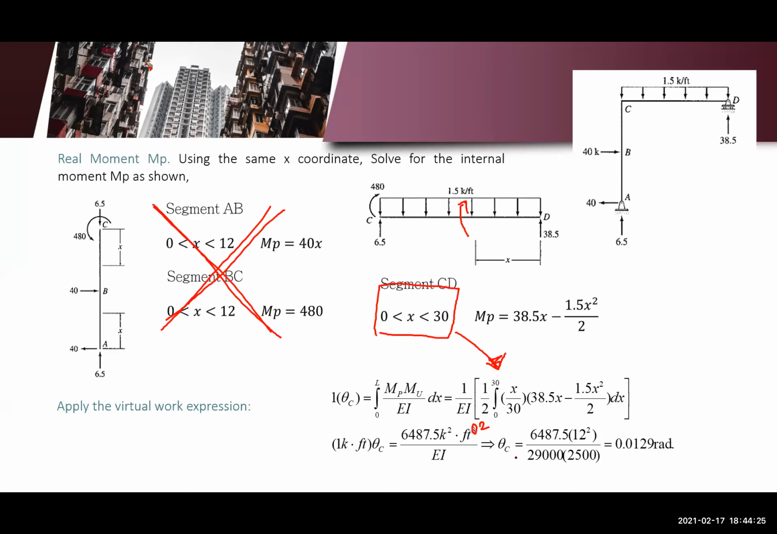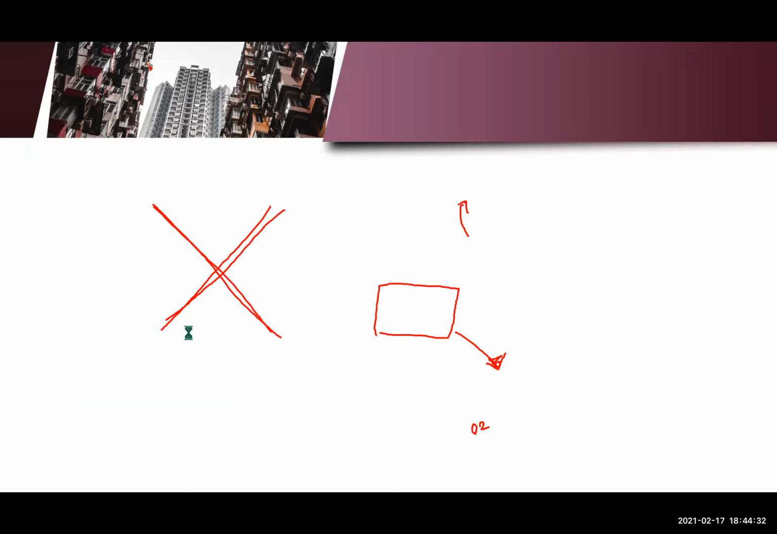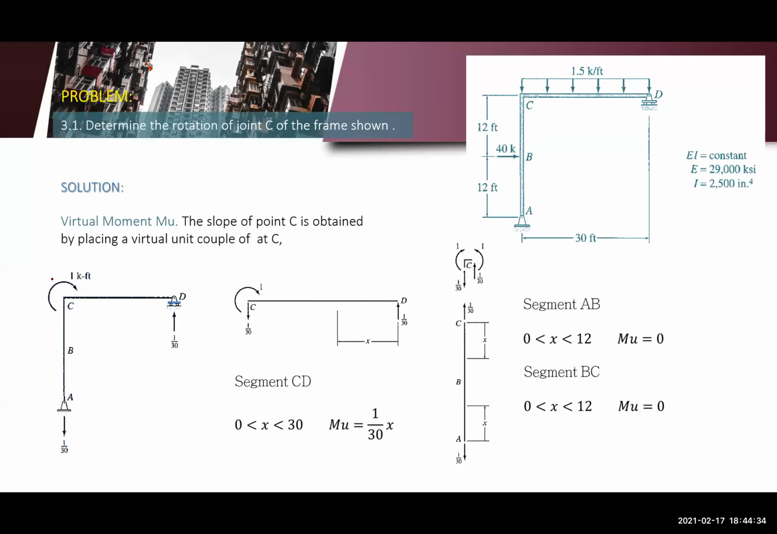Now, anong ibig sabihin na positive yung sagot? Ibig sabihin yung rotation, pati dun sa previous problem, ibig sabihin yung rotation na in-assume mo, tama yung assumption mo. So, magiging somewhat ganito yung deformation niya. Kapag negative yung sagot, ibig sabihin, mali lang yung assumption mo, so ang magiging deformation niya siguro is ganito.